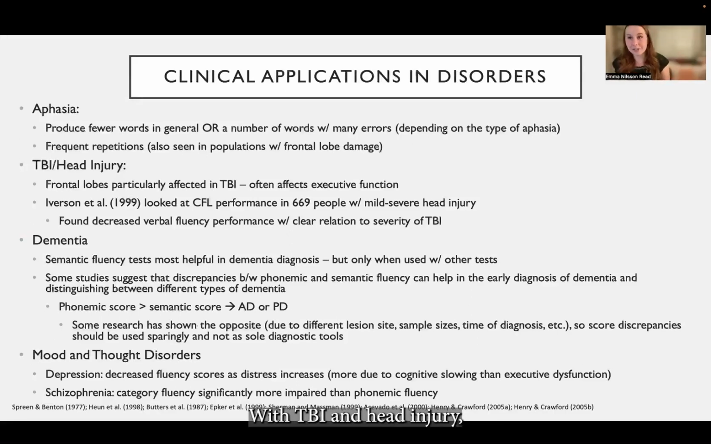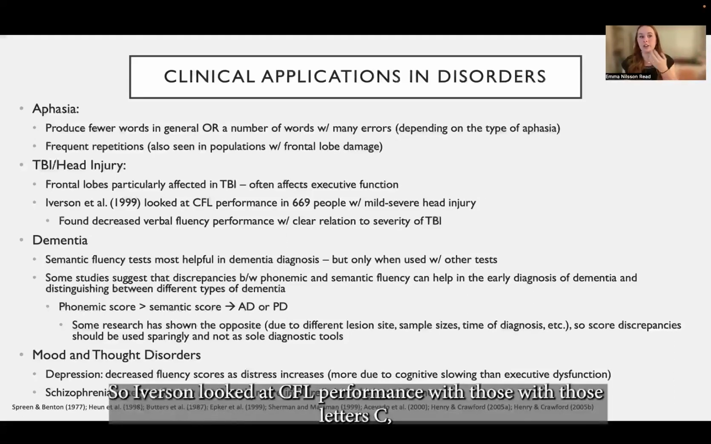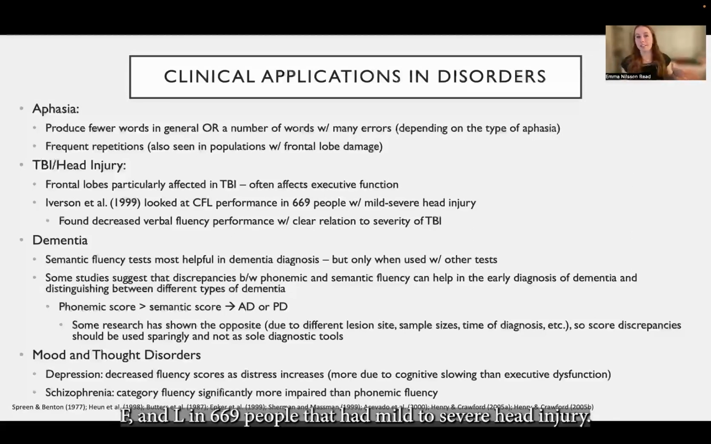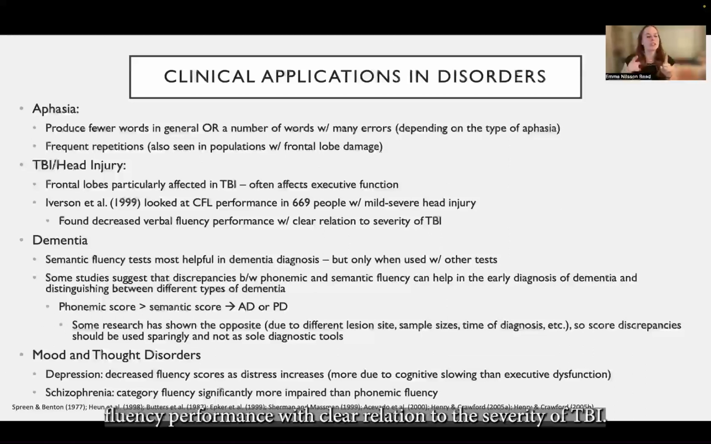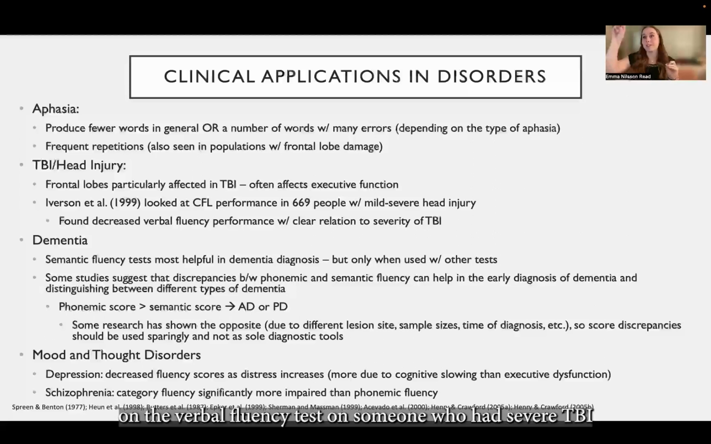With TBI and head injury, verbal fluency is a huge measure that we use to track different things with TBI, because frontal lobes are particularly affected in traumatic brain injury, which often affects these people's executive functioning. So Iverson looked at CFL performance with those letters C, F, and L in 669 people that had mild to severe head injury. And they found decreased verbal fluency performance with clear relation to the severity of TBI. So if someone had mild TBI, they did slightly better on the verbal fluency test than someone who had severe TBI.